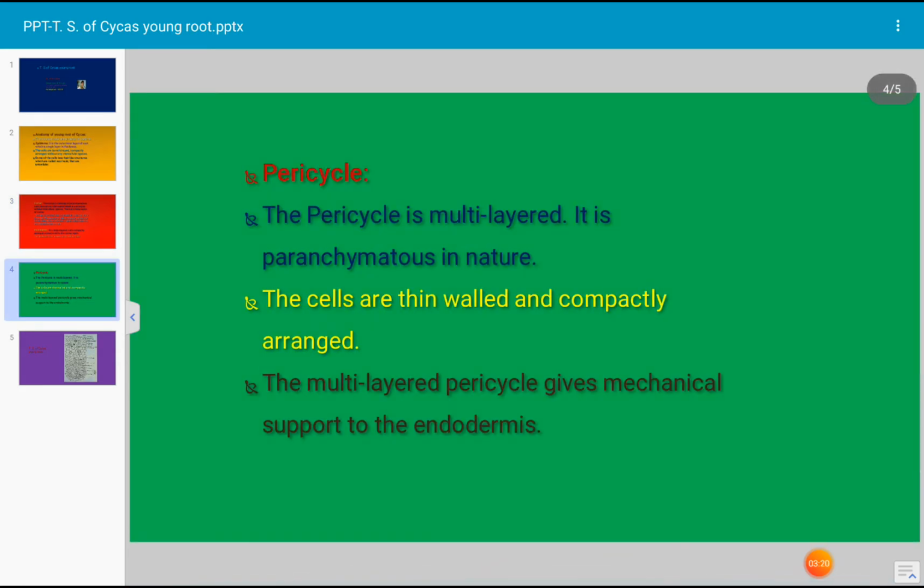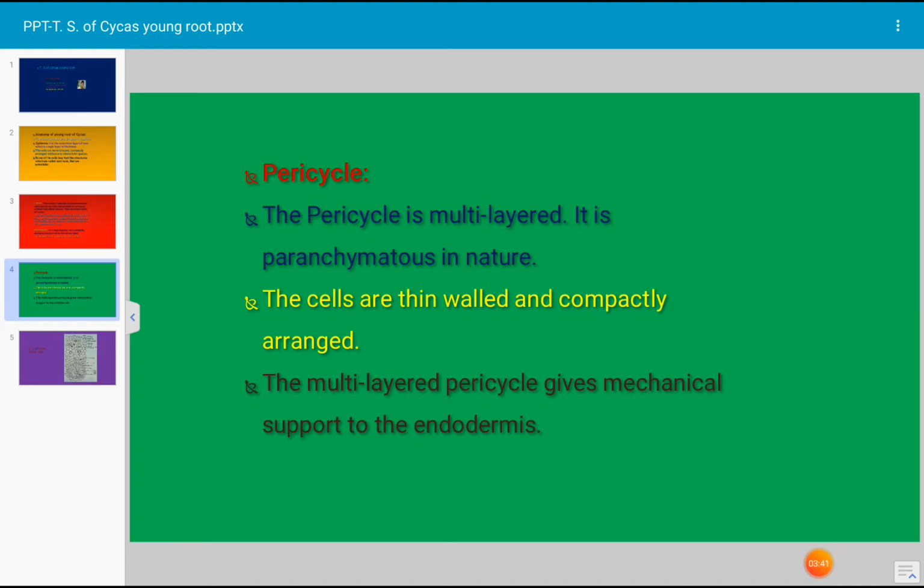Next region, next layer of tissue, that is pericycle. Pericycle is multi-layered. Multi means many. Many layers of pericycle is present. It is multi-layered and it is parenchymatous in nature.